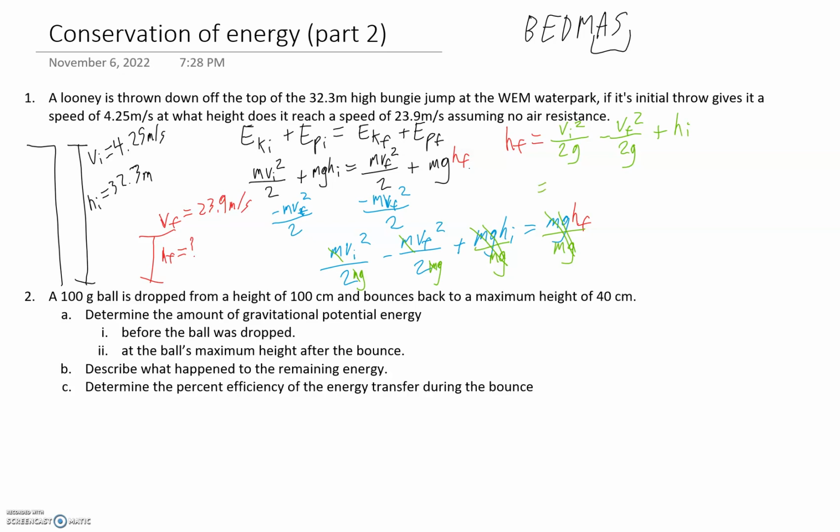All right, so at this point, I would just plug it into my calculator, but I'm going to write all of these out for you. 4.25 squared over 2 times 9.81 minus 23.9 squared over 2 times 9.81. I'm going to make that square just a little bit higher. There you go. Plus hi, which is 32.3.